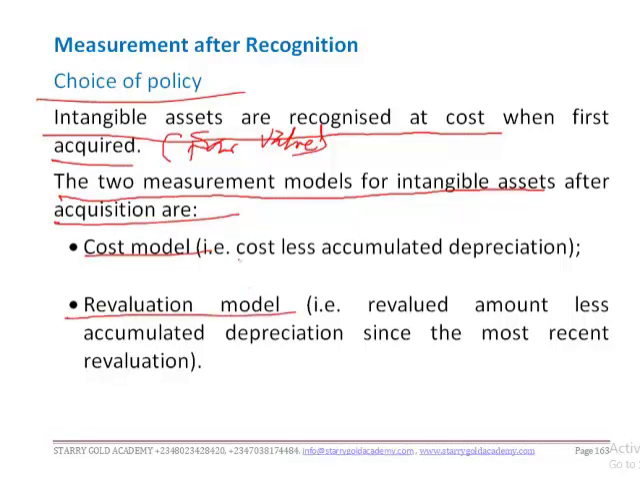Using the cost model, you have your cost less accumulated depreciation. Mind you, for intangible assets, we don't have depreciation, but you have impairment. Are we together? You might be told by the examiner that the asset has been depreciated by some amount or figure. That depreciation, you take it as an impairment. So it is cost less accumulated depreciation or impairment. Are we together?